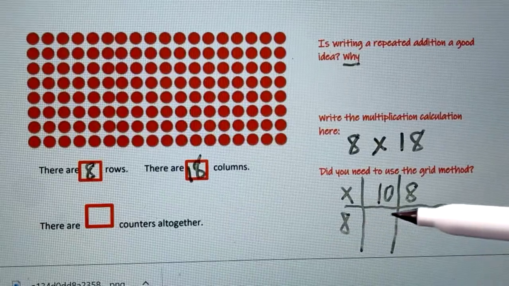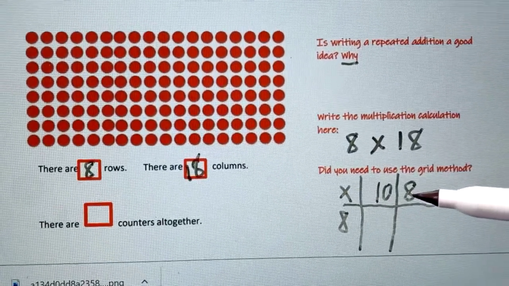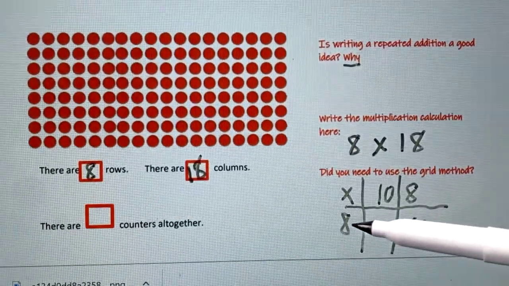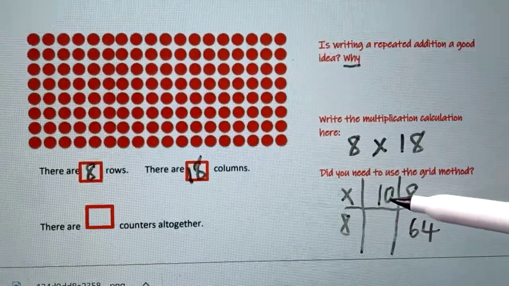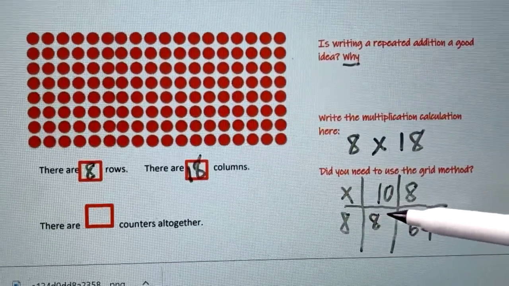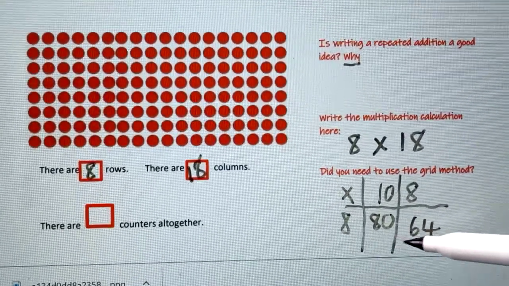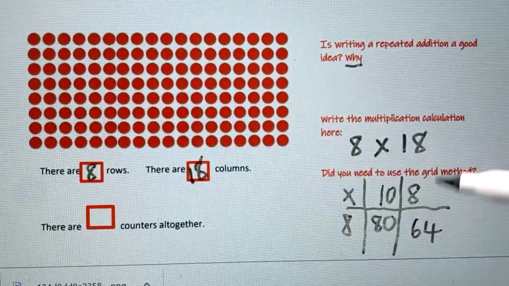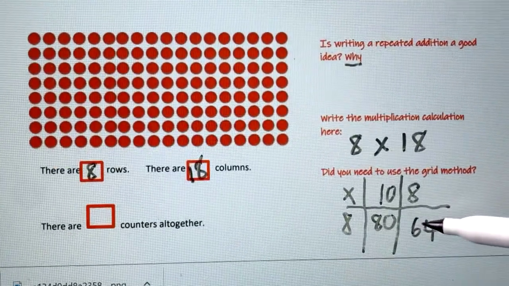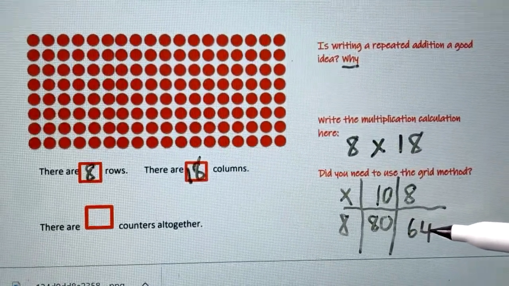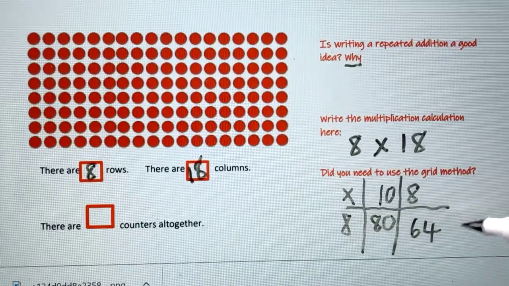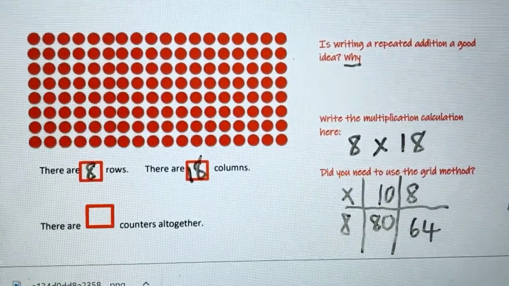What's 8 times 8? Well done, it's 64. And then what's 8 times 10, or 10 times 8? Well done, it's 80. And all I need to do now is add these two together. Right, so I've got my ones to my ones. What's 0 ones add 4 ones? 0 ones add 4 is 4, isn't it? Okay, there I've done my ones.